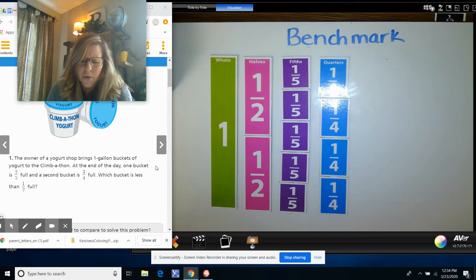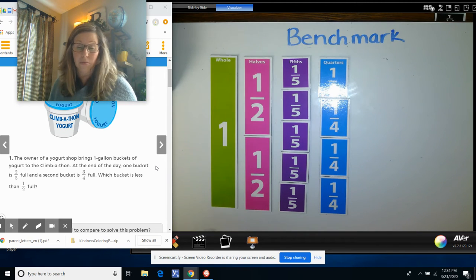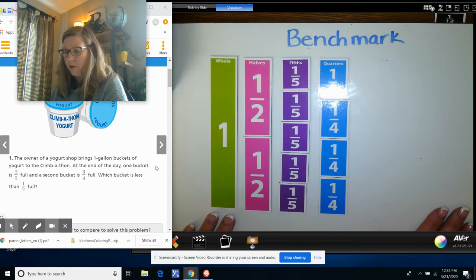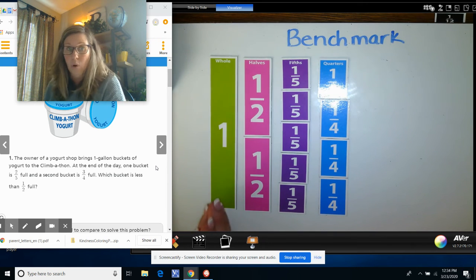So let's read it again now. The owner of the yogurt shop brings 1 gallon buckets of yogurt to the Climathon. And at the end of the day, 1 bucket is 2/5 full, and a second bucket is 3/4 full. Which bucket is less than half full? All right. So now we know we have our amounts, our quantities. So let's take a peek here on our board again. Now remember, everything is being compared to the same whole. And in this case, the whole is the gallon.